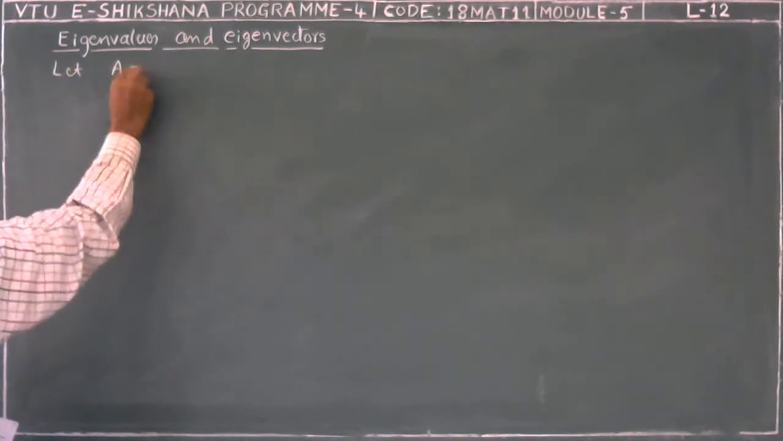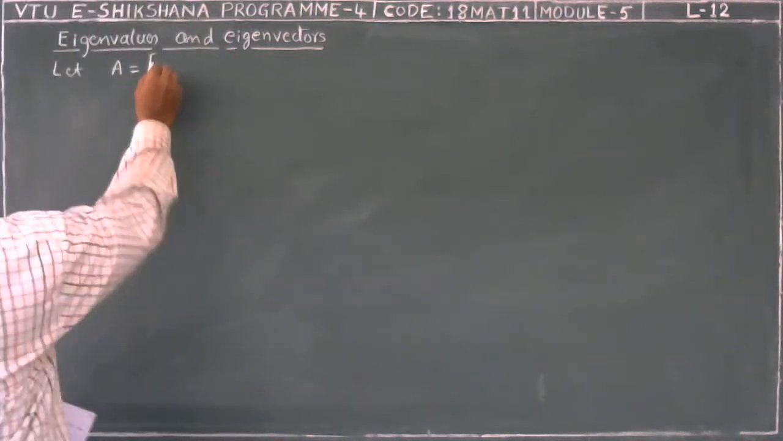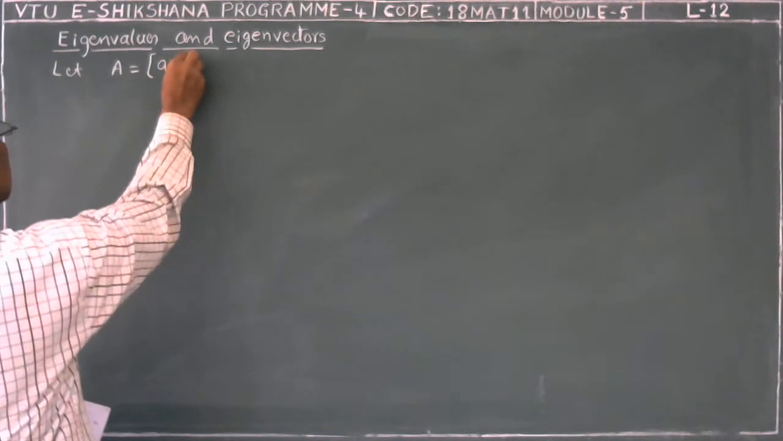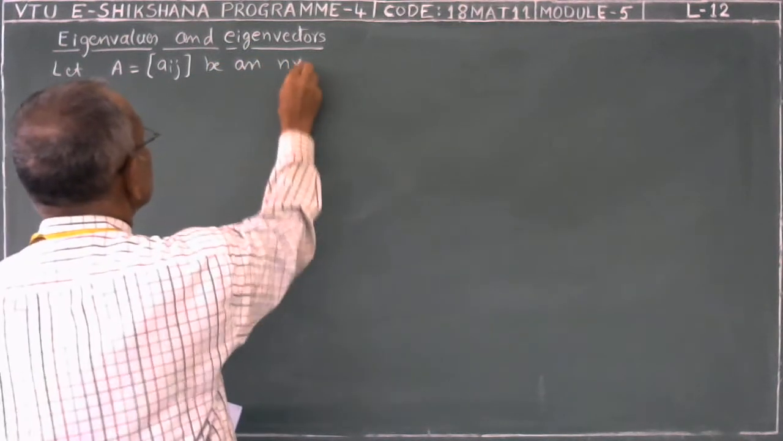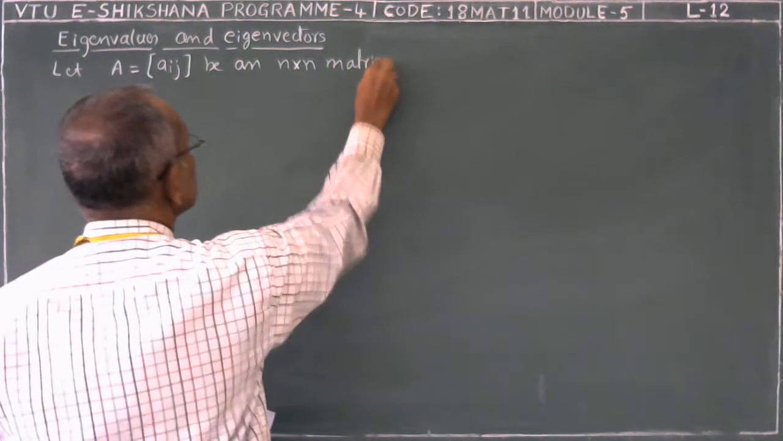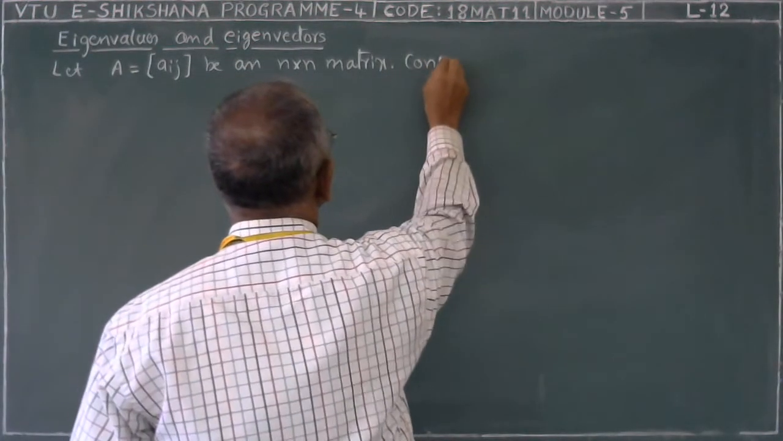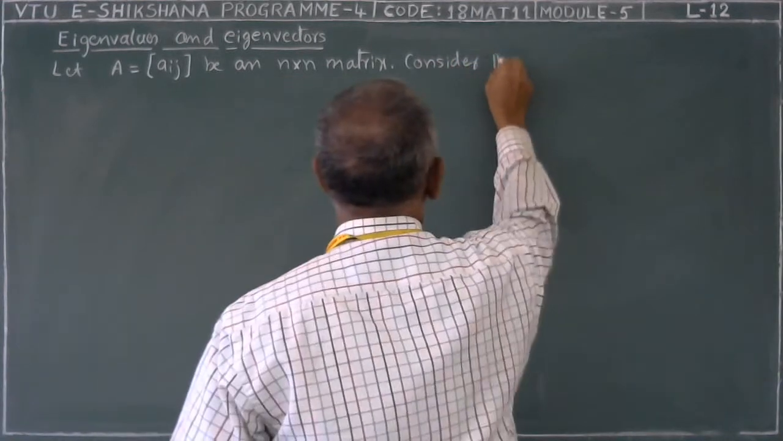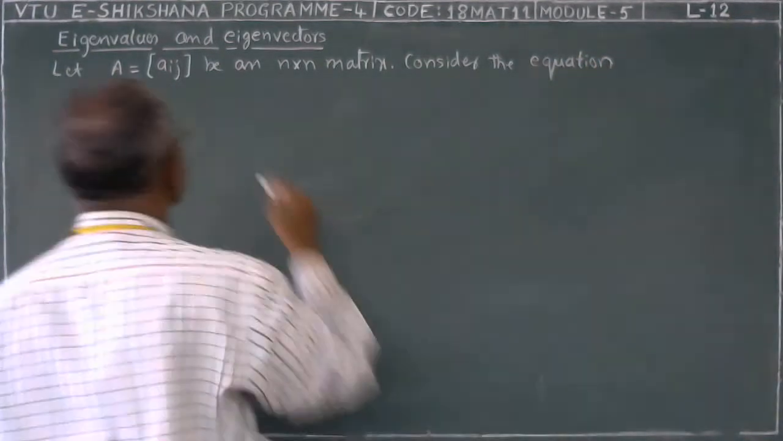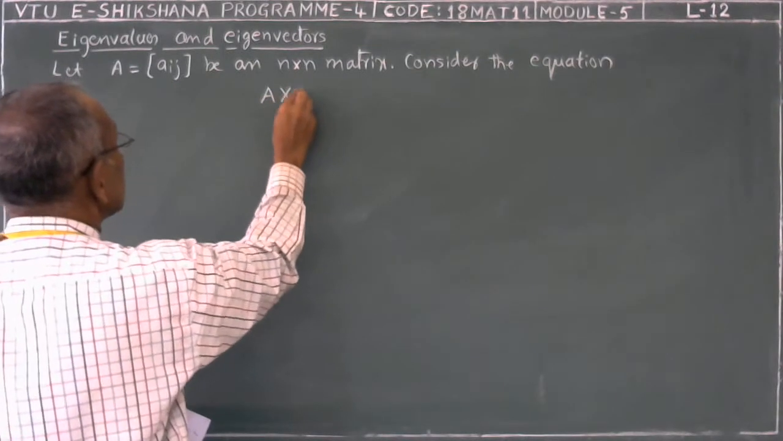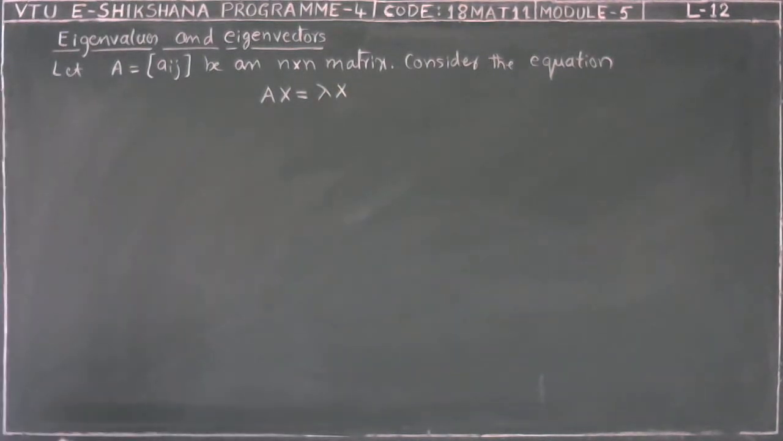Let A be a square matrix of order n, with elements Aij, an n by n matrix. That means A is a square matrix of order n. Consider the equation Ax is equal to lambda x.